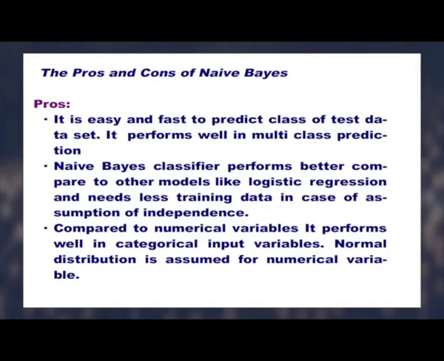On the advantages side, it is easy and fast to predict class of test dataset. It performs well in multi-class prediction. The next advantage is naive Bayes classifiers perform better compared to other models like logistic regression and need less training data in case of assumptions of independence. The next advantage is compared to numerical variables, it performs well in categorical input variables. Normal distribution is assumed for numerical variables.